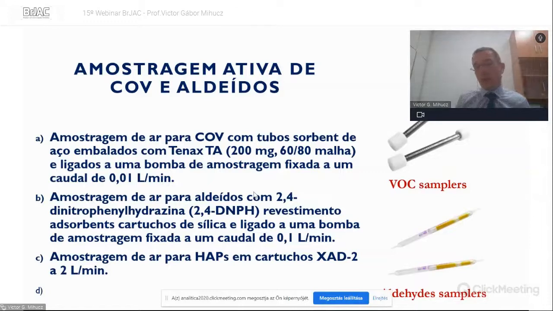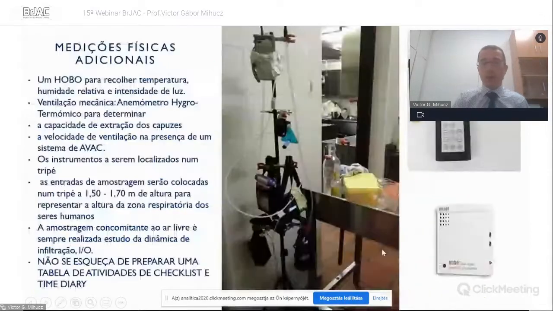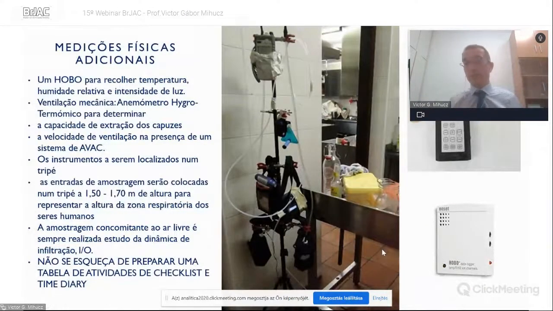So as a chemist, to be honest, what I prefer is either a passive sampler or an active sampler, for example, like we use for VOCs or for aldehydes. And if this is not enough, there are still other factors to be taken into consideration when doing a sampling campaign. Don't forget that we always have to register the temperature, the relative humidity, and the light intensity. In the case of buildings with ventilation, we normally use an anemometer.